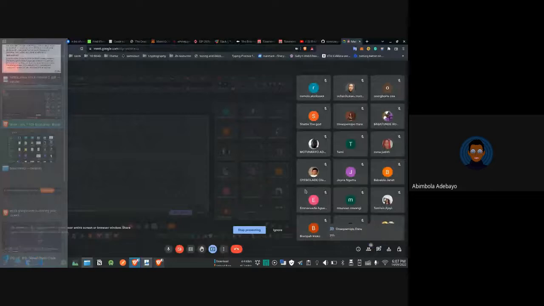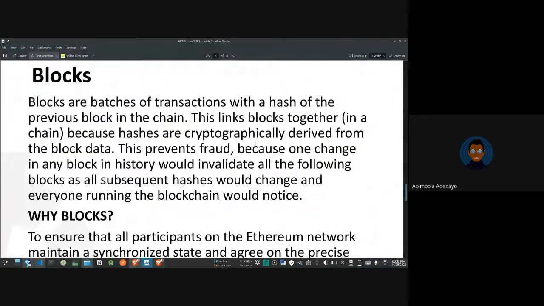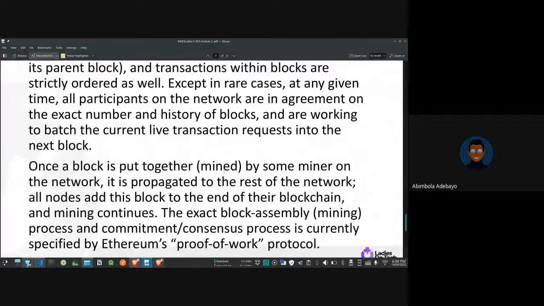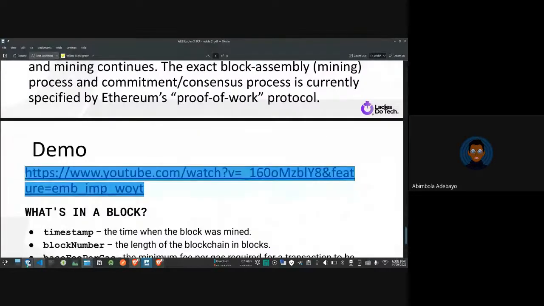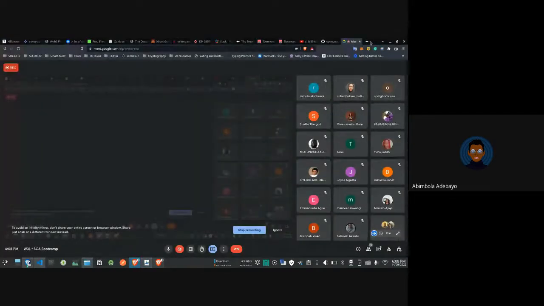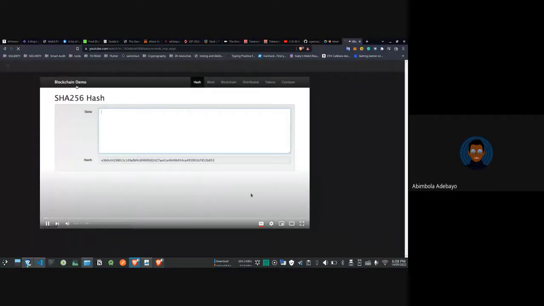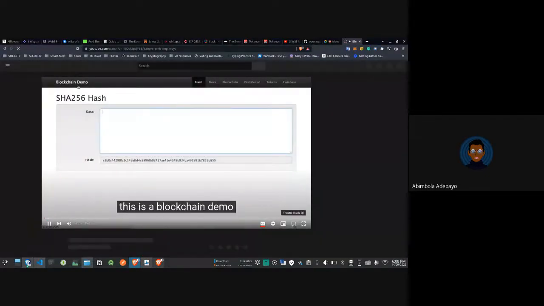Okay. So blocks basically are batches of transactions with a hash of the previous block. So to minimize this, let's just copy this so that we see how it works. Okay. This is a blockchain demo.